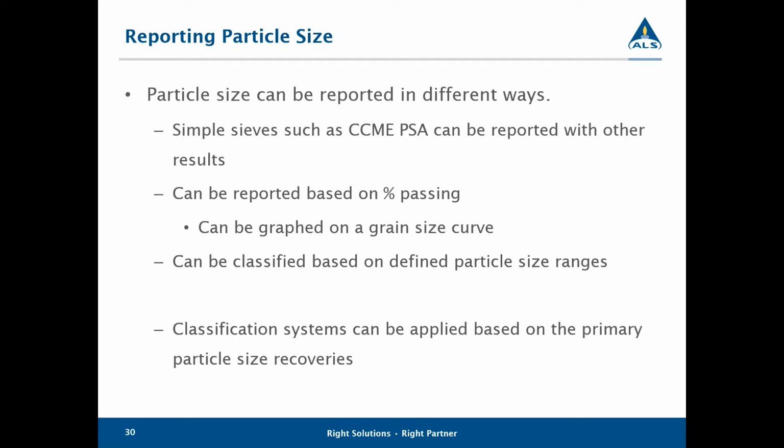Then based off of that data, we can provide details and classifications based off of those results and the guidance documents. So when we talk about CCME PSA, we're talking about fine and coarse based around 0.075 mm. There are other systems that we can also use to classify it. We can also look at the particle size based off of defined particle size ranges. In that situation, it's sand, silt, clay, as well as some other systems that we'll be getting into shortly.